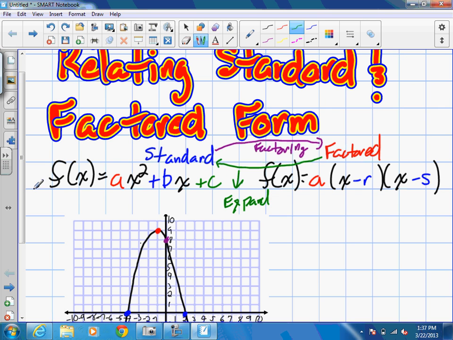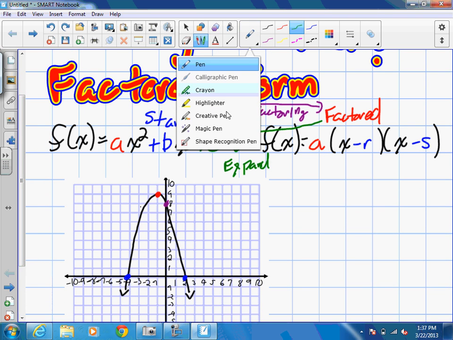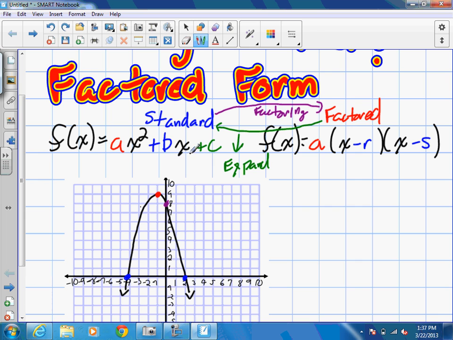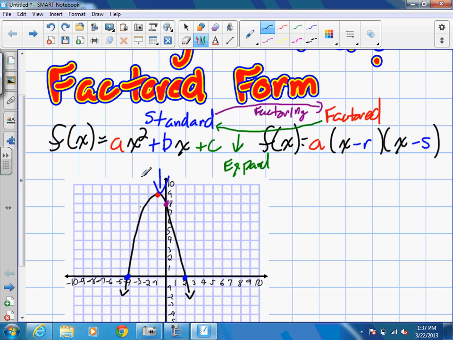So, what we're going to do is talk about how factored and standard forms help us with our graphs to start. Okay? I've given three different major parts of a quadratic. Okay? This part, the highest part, is known as what? Anyone remember? That's right. That's called the vertex. The highest or lowest point is known as the vertex.